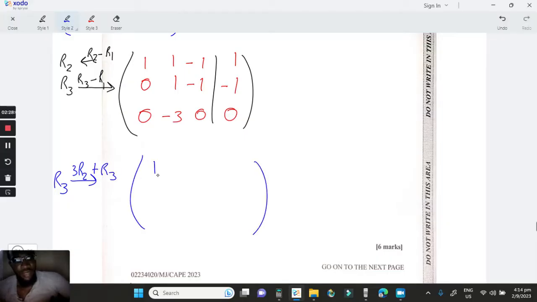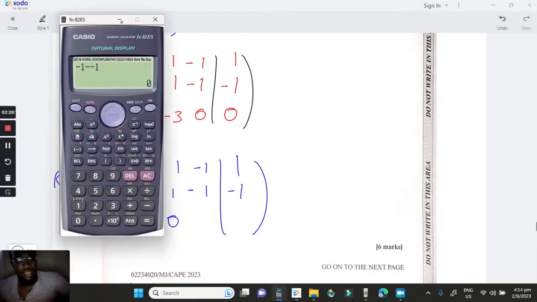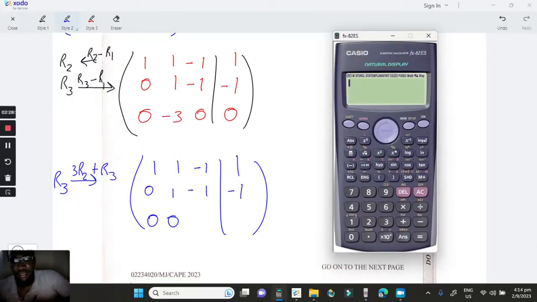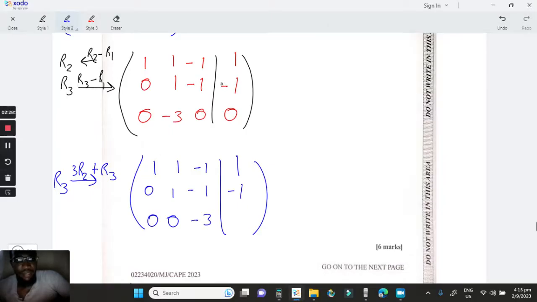So I put back row 1 and 2 as it is, 1, 1 minus 1, 1. Then 0, 1 minus 1 minus 1. No, this is still 0. Now 3 times 1 is 3. 3 plus, that's 0. Then take out my calculator because 3 times, this is negative 1. Then I add it to, of course, 0. That's negative 3. And this part is 3 times negative 1. And I add it to 0. That's negative 3. So from what we have here, we can finish it off right here.